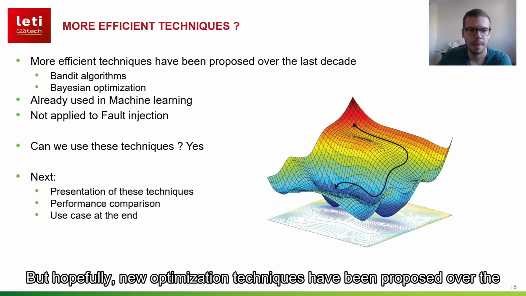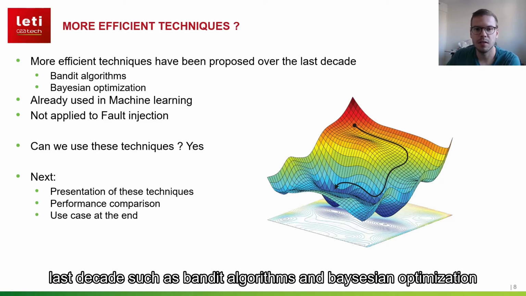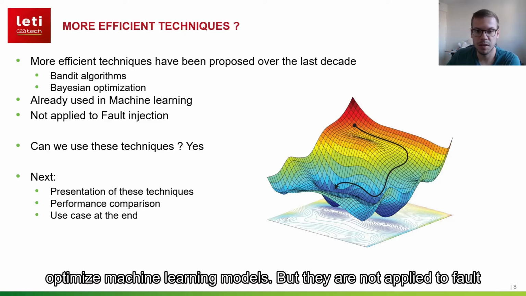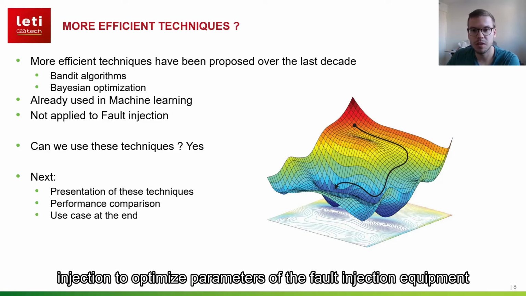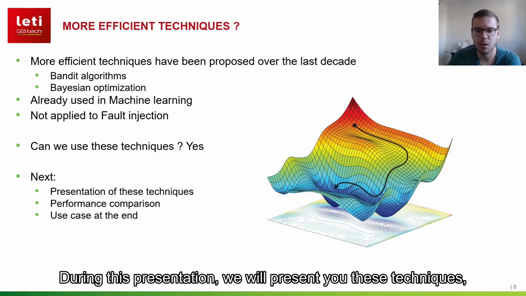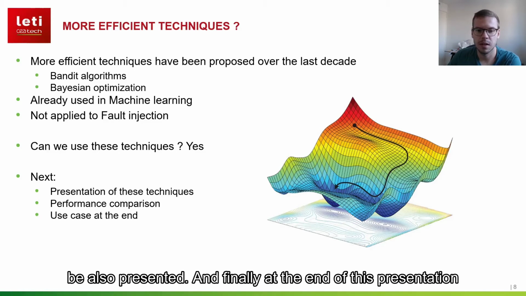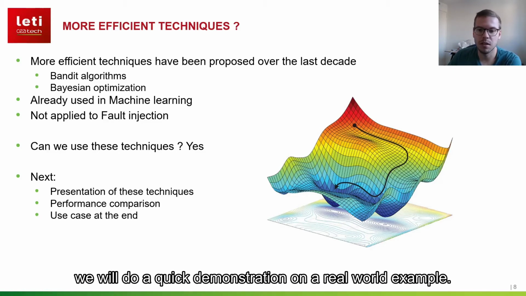But hopefully, new optimization techniques have been proposed over the last decade, such as the bandit algorithm and Bayesian optimization. These techniques are already used in machine learning to optimize machine learning models, but they are not applied to fault injection to optimize parameters of the fault injection equipment. During this presentation, we will present these techniques, and later we will evaluate them with a new approach that will also be presented. And finally, at the end of this presentation, we will do a quick demonstration on a real-world example.